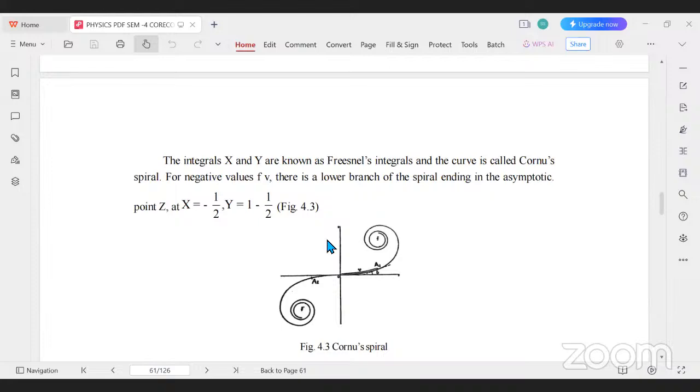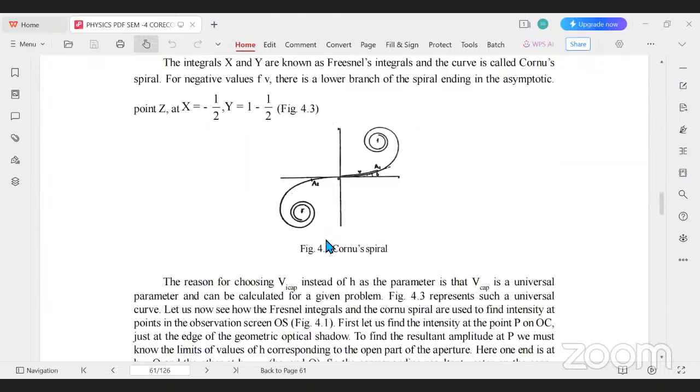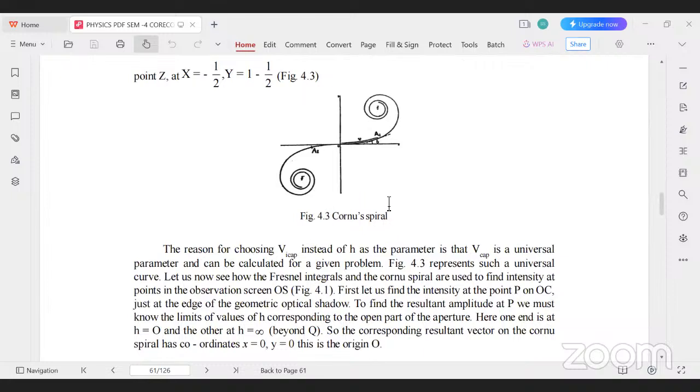Here the integrals x and y are known as Fresnel integrals, and the curve is called a Cornu spiral. For negative values of v, there is a lower branch of the spiral ending in the asymptotic point Z at x equals minus 1 by 2 and y equals minus 1 by 2. So this is the Cornu spiral, and we can calculate this Cornu spiral also. This is the reason for choosing this variable v instead of h.